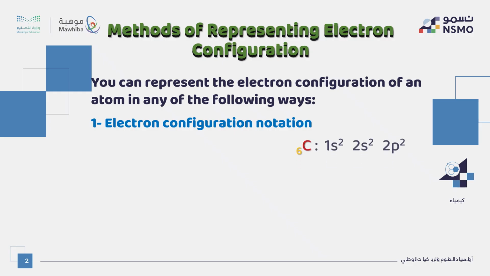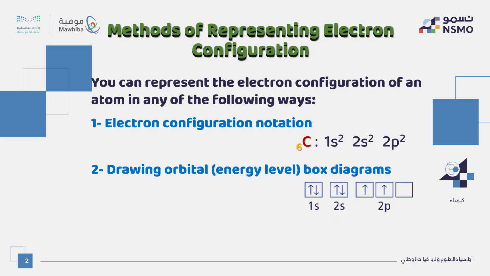1s2, 2s2, 2p2. This tells us 2 electrons are in the 1s sublevel, 2 electrons are in the 2s sublevel, 2 electrons are in the 2p sublevel. The superscript shows the number of electrons in each sublevel.